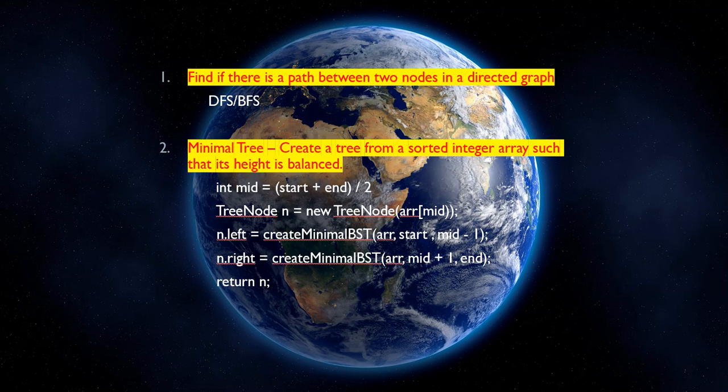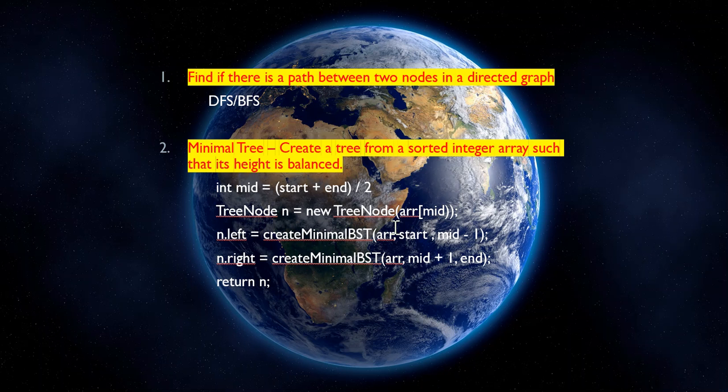One of the next easy questions is the minimal tree. You have to create a tree from a sorted integer array such that its height is balanced. One of the clues is the sorted integer array, right? When an integer array is sorted and you work from the middle element, the left and the right become balanced automatically. So using this concept, you take the mid element, create a tree node, and then recursively call this function for its left and right subtrees.